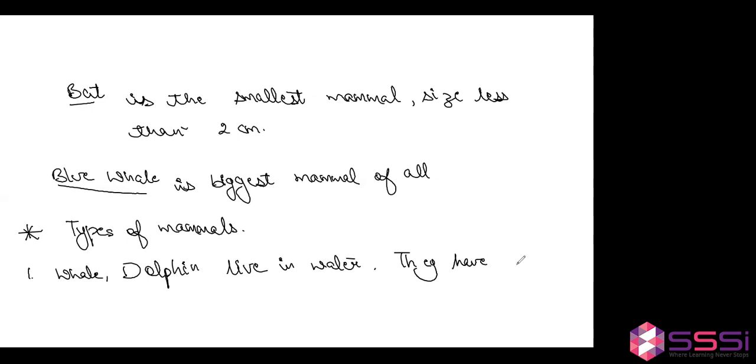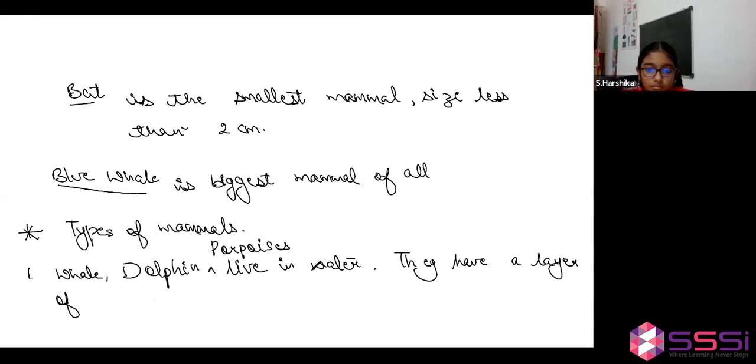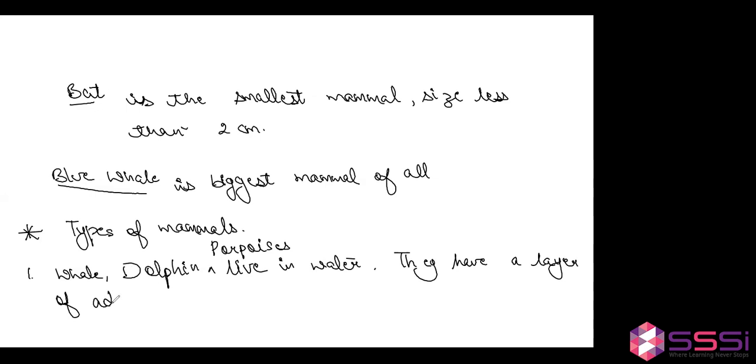They have a layer of... whale, dolphin, and one more you can write: porpoises. Ma'am, only these three are there? Yes. They have a layer of adipose tissue under their skin. Ma'am, what is adipose? It's a layer of tissue under the skin.